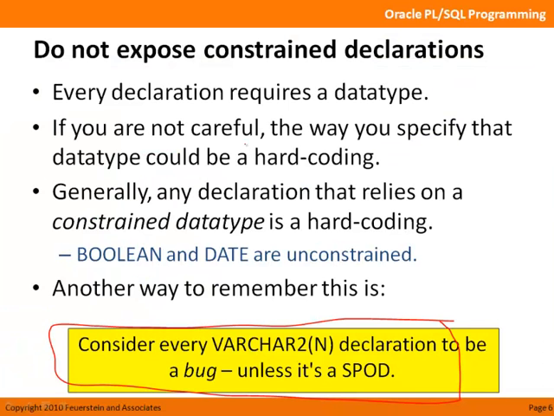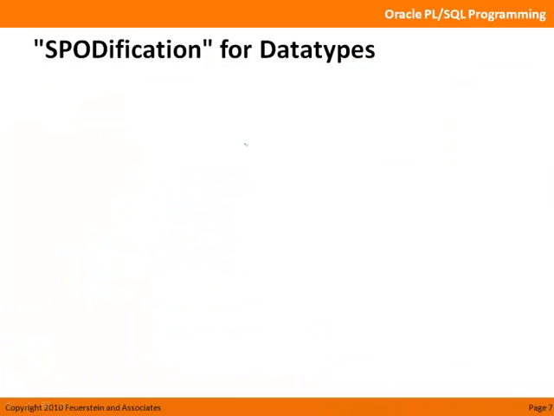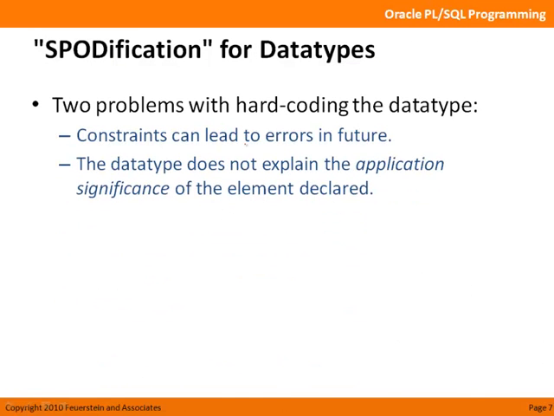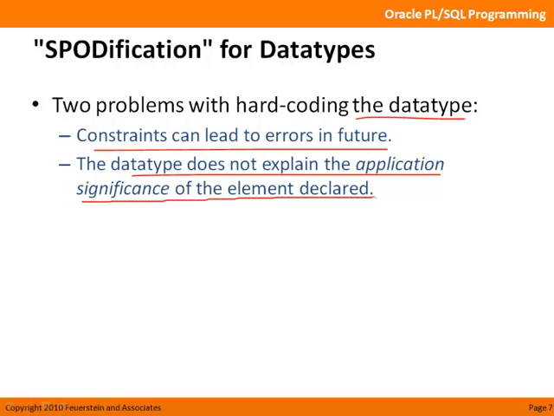So, what do you do about it? Well, SPAD-ification for data types, aiming for a single point of definition. Generally, there are two problems with hard coding the data type. The constraint could lead to errors in the future, like a 6502, because the column gets bigger. And second of all, the data type doesn't explain the application significance of the element declared.